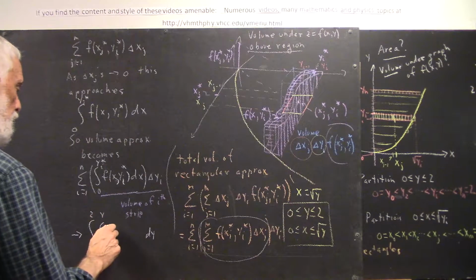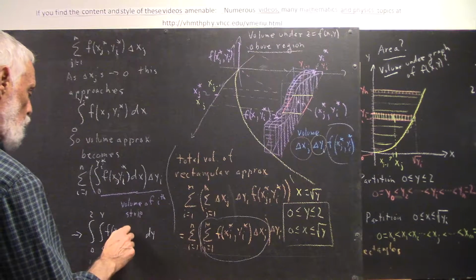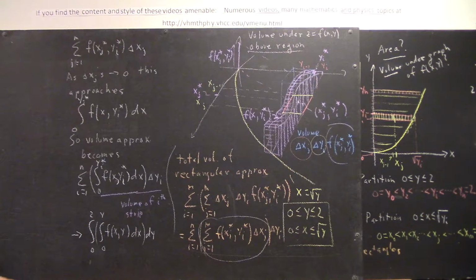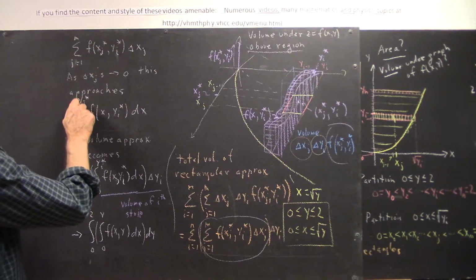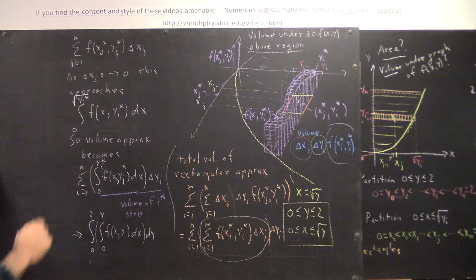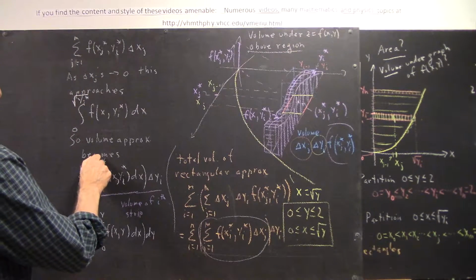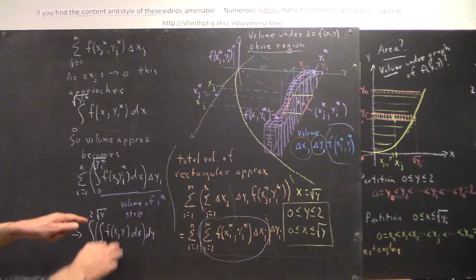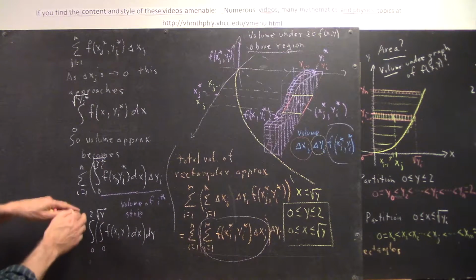So I'm integrating the integral from 0 to square root of y of f of x y dx dy. Now I was careless up here, so I want to correct that, and hopefully you've been bothered by that. This should be the square root of y sub i star, because x goes up to the square root of y, right? So now we have this integral: the integral of f of x y dx from 0 to square root of y, and then that integrated with respect to y from 0 to 2.